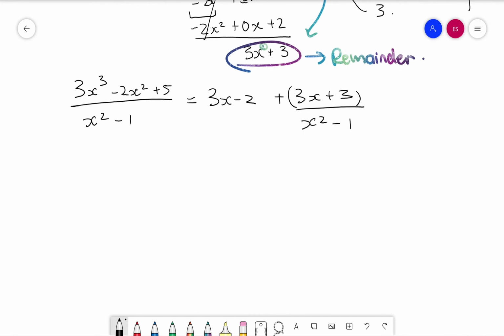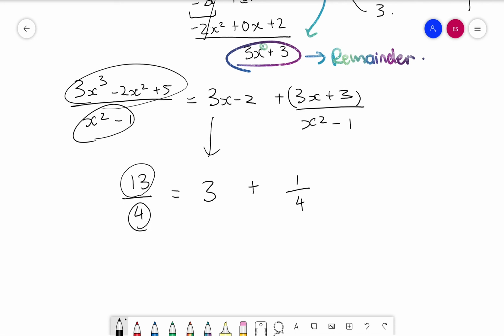Now, this is the same as saying, well, not the same, but bringing it back to division of actual numbers. It's saying like 13 divided by 4. Now that's equal to 3 plus, we have a remainder 1 over 4. So our divisor here is 4, up here it's x squared, polynomial, then we're left with 3 1/4.